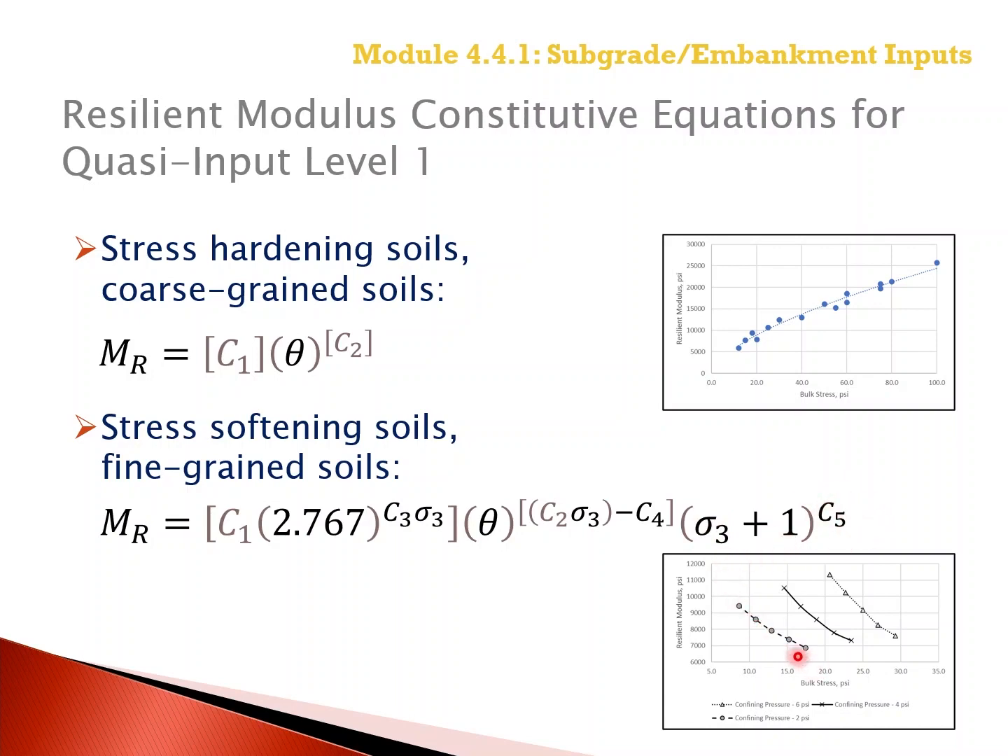And this would be typical of where the confining pressure has a definite effect that is not explained by simply the bulk stress. That's typical of fine-grained soils. For coarse-grained soils, confining pressure typically can be explained by the bulk stress term, but not always in terms of its effect on the resilient modulus.